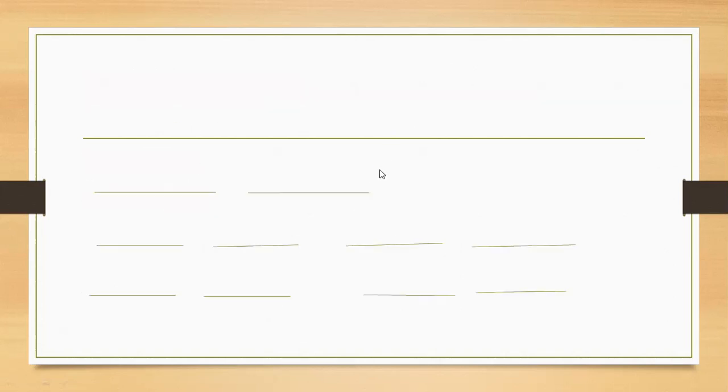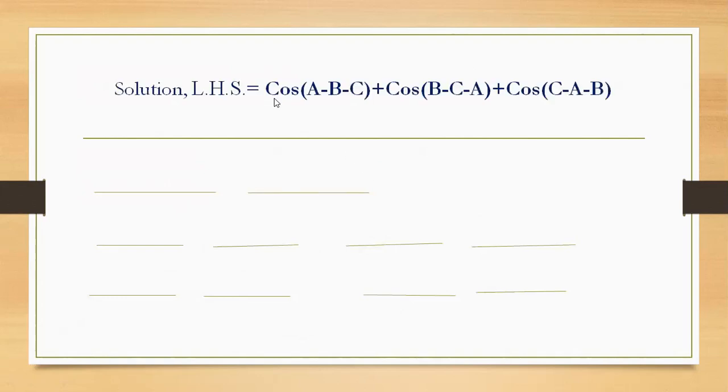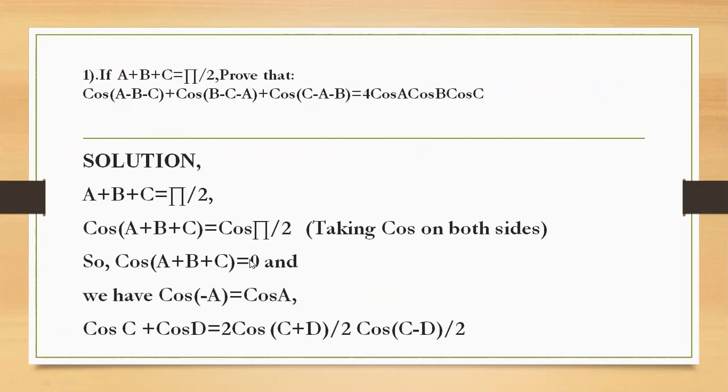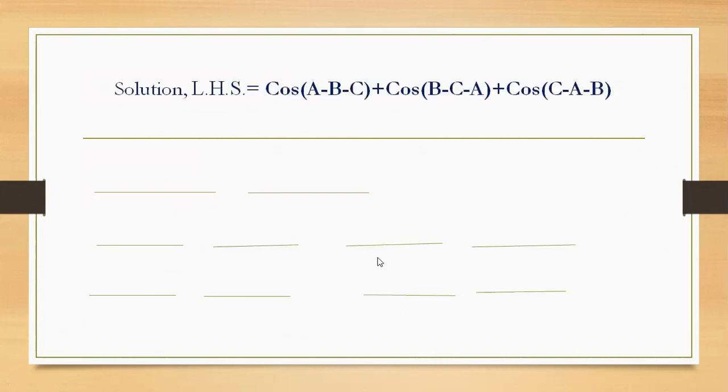Now for the solution, take the LHS, the left hand side. In this left hand side we can add 0, because just now we have derived that cos(a plus b plus c) equals 0. So in place of 0 we can write cos(a plus b plus c). We can add 0 with any number because 0 has no value here.